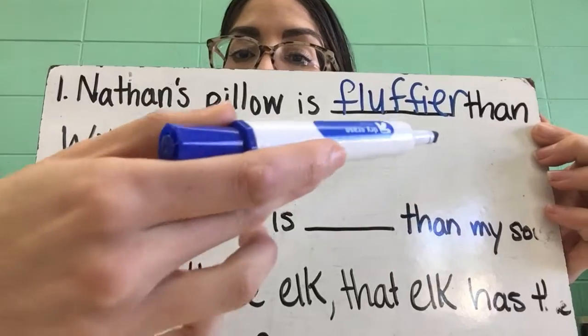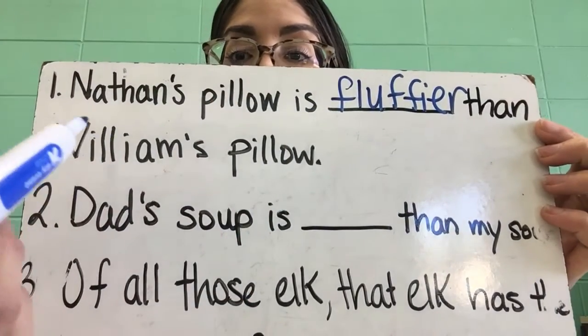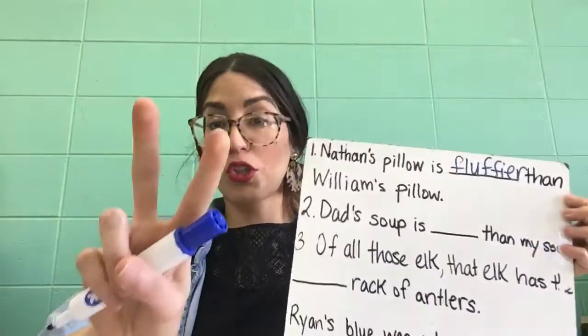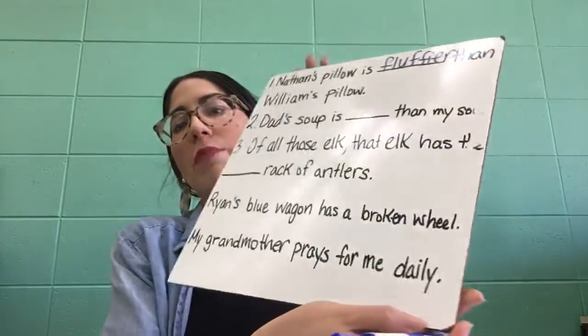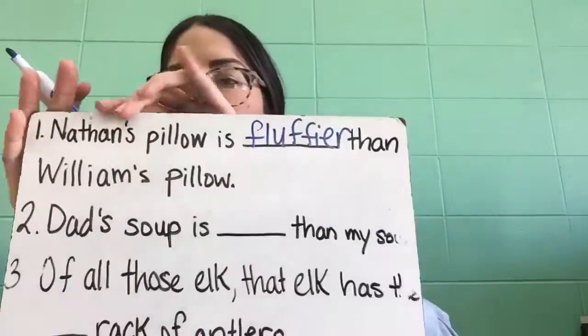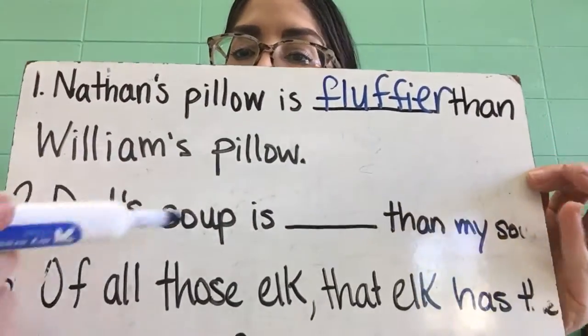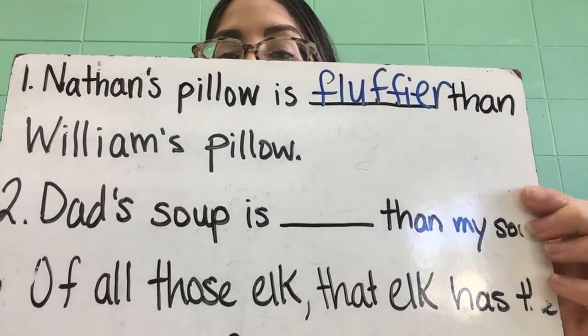And why did we use the ER? Because Nathan and William were comparing the two boys, only two nouns, Nathan and William, two. That's why we used ER, okay? Now, number 2 says, Dad's soup is hot, blank, than my soup. So, how many soups are we comparing? That's right, only 2 soups, Dad's soup and then my soup. So, what are we going to write? Hotter, that's right. It's hotter.